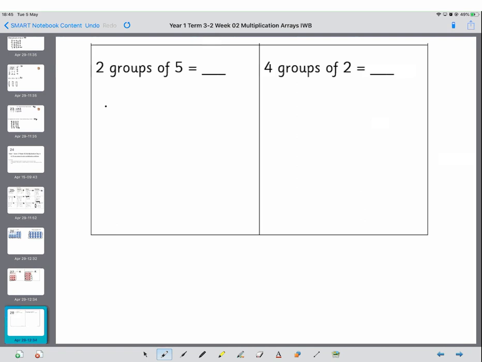So 2 groups of 5, I'm using dots still for speed. It's 1 group of 5, another group of 5. So 2 groups of 5 makes 10. And then 4 groups of 2, 1 group of 2, 2 groups of 2, 3 groups of 2, 4 groups of 2. And you can probably see that, that's 8. But if you needed to do counting, it's absolutely fine.